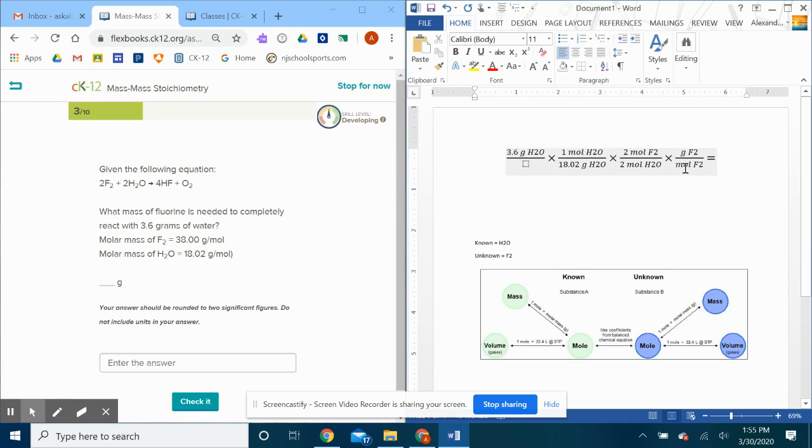Now our last fraction here, we have grams over moles again. So remember, the number 1 always goes with moles whenever you have grams over moles. Anytime you have grams, we have to look at the periodic table, but for this instance, it's given, so we're going to write this 38.00.